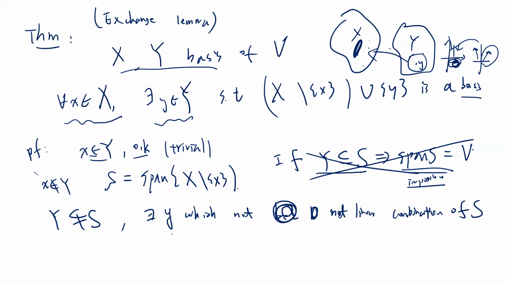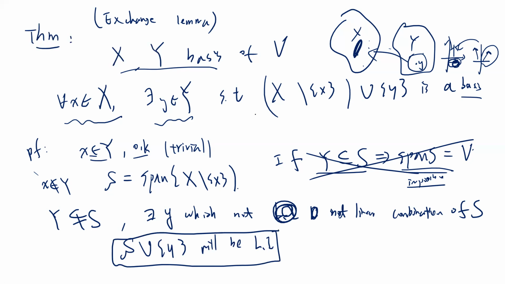of S, right? Then by my previous lemma, if you start from S and take the union with such a y, it will be linearly independent, right? So it means I take some x out and I add some y, which is still linearly independent. Okay. So your S, you delete this and add some y, will be linearly independent. So finally, I need to show that this will generate V. Okay.